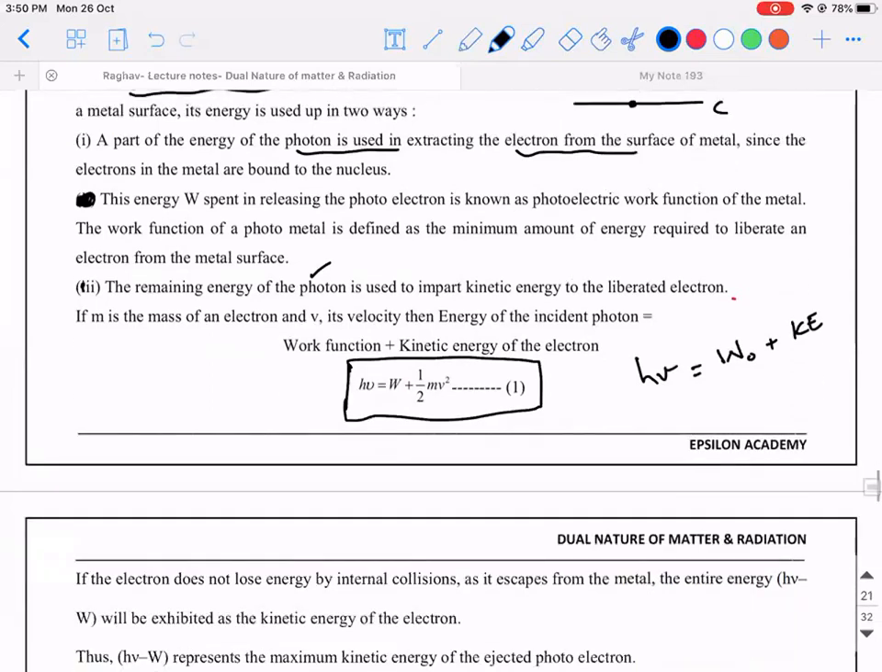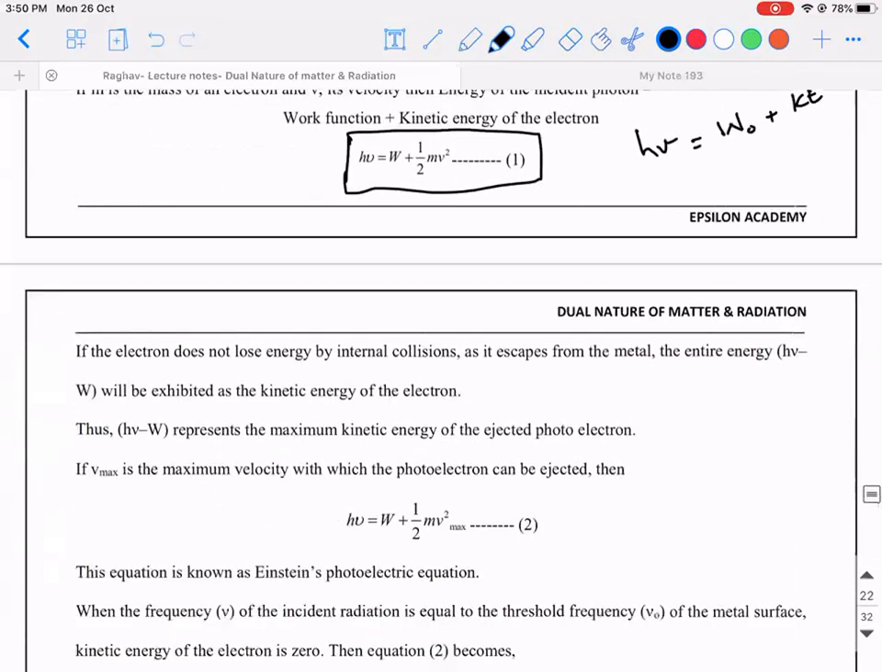Next came an important observation. If the electron that is coming out does not lose any of its energy by undergoing internal collisions, the electron is going to come out. It should be ensured that the electron doesn't undergo any internal collision as it escapes from the metal, then the entire energy, what is the entire energy?